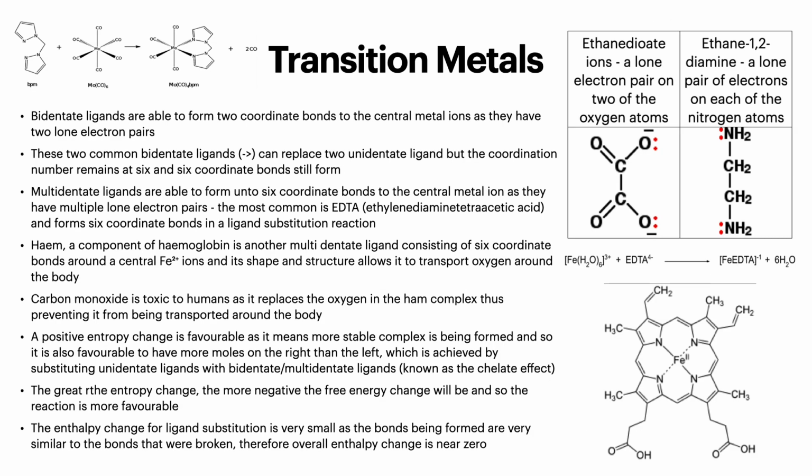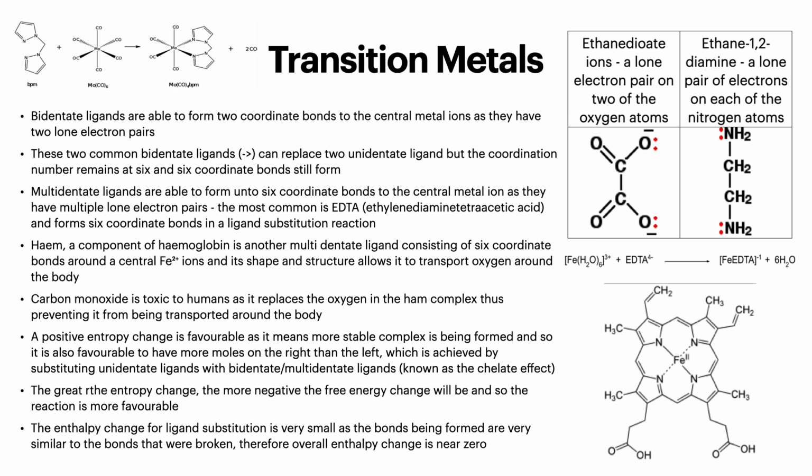Then there's different types of ligands. So you've got bidentate. These are able to form 2 coordinate bonds to the central metal ions as they have 2 lone electron pairs. These 2 common bidentate ligands, in the table in the top right, can replace 2 unidentate ligands, but the coordination number remains at 6, and 6 coordinate bonds still form.